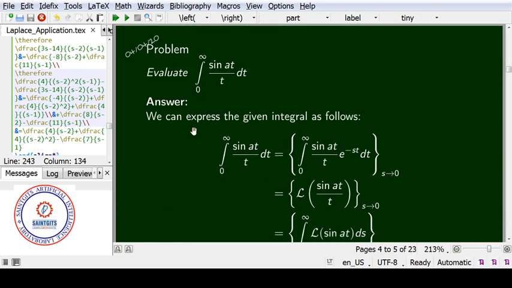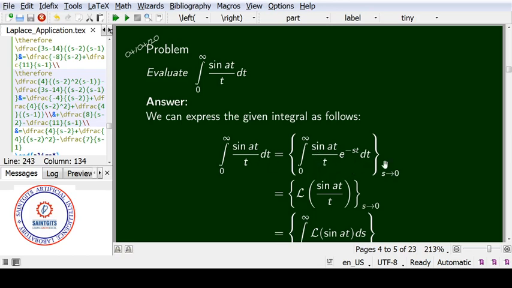Second problem is evaluate integral 0 to infinity sin at by t dt. We are familiar with this function. Sin at by t is our sinc function. We are going to evaluate it in the range 0 to infinity. First of all, we write integral 0 to infinity sin at by t dt is equal to integral 0 to infinity sin at by t into e raised to minus st dt with s tends to 0. This is the conversion step. Actually in this problem there is no e raised to function. I just rewrite it using e raised to minus st as a manipulation. But when we substitute s equal to 0, we get back the given problem. So this is a valid operation.